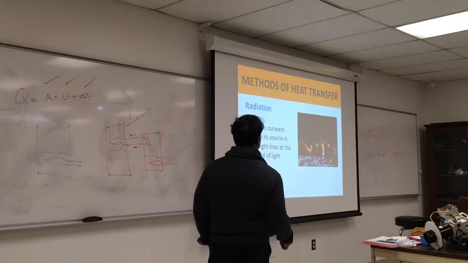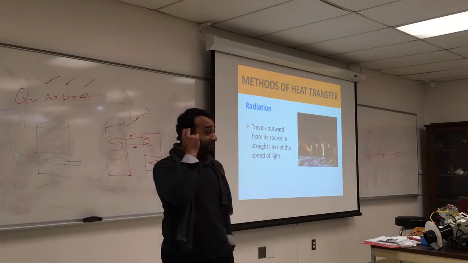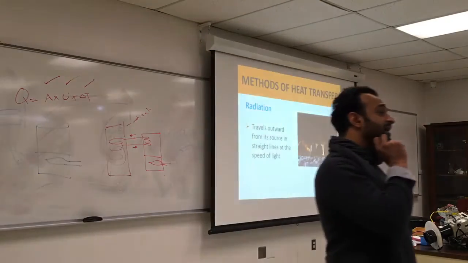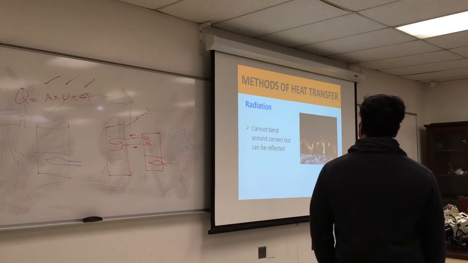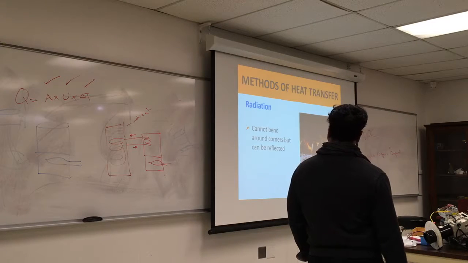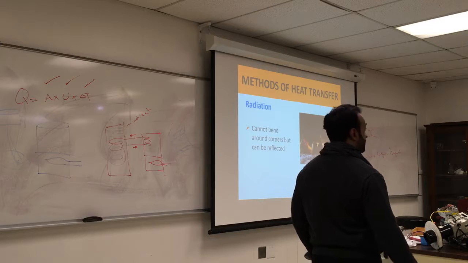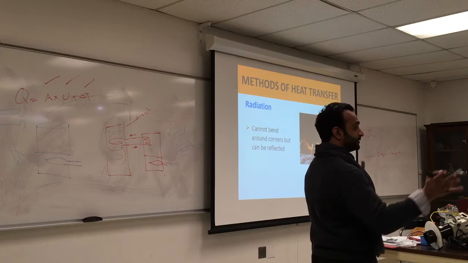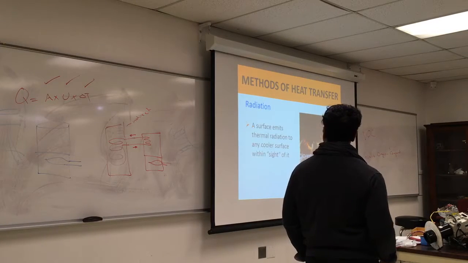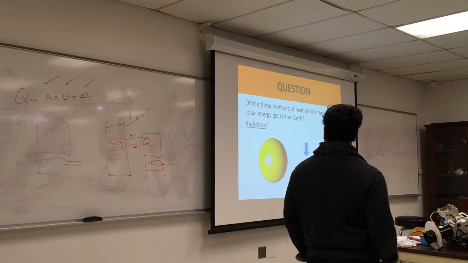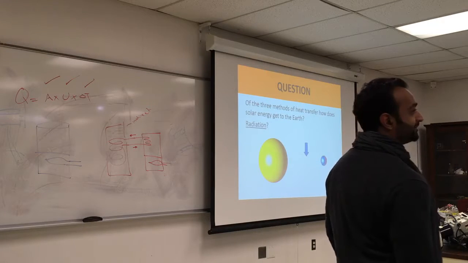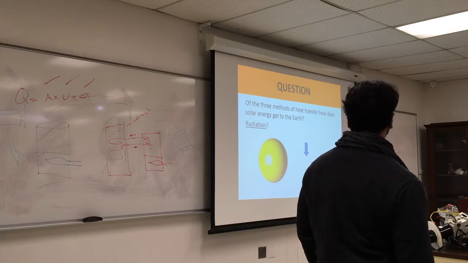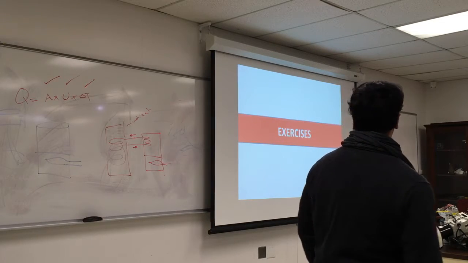Radiation travels outward from the source in straight lines at the speed of light. Does radiation require a medium? No. It goes through vacuum. It cannot bend, straight lines, of course. That's why you see a lot of dish apparatus to send light, radiation. Of the three methods of heat transfer, how does solar energy get from the Sun to Earth? We're 5 years old. I mean, come on.